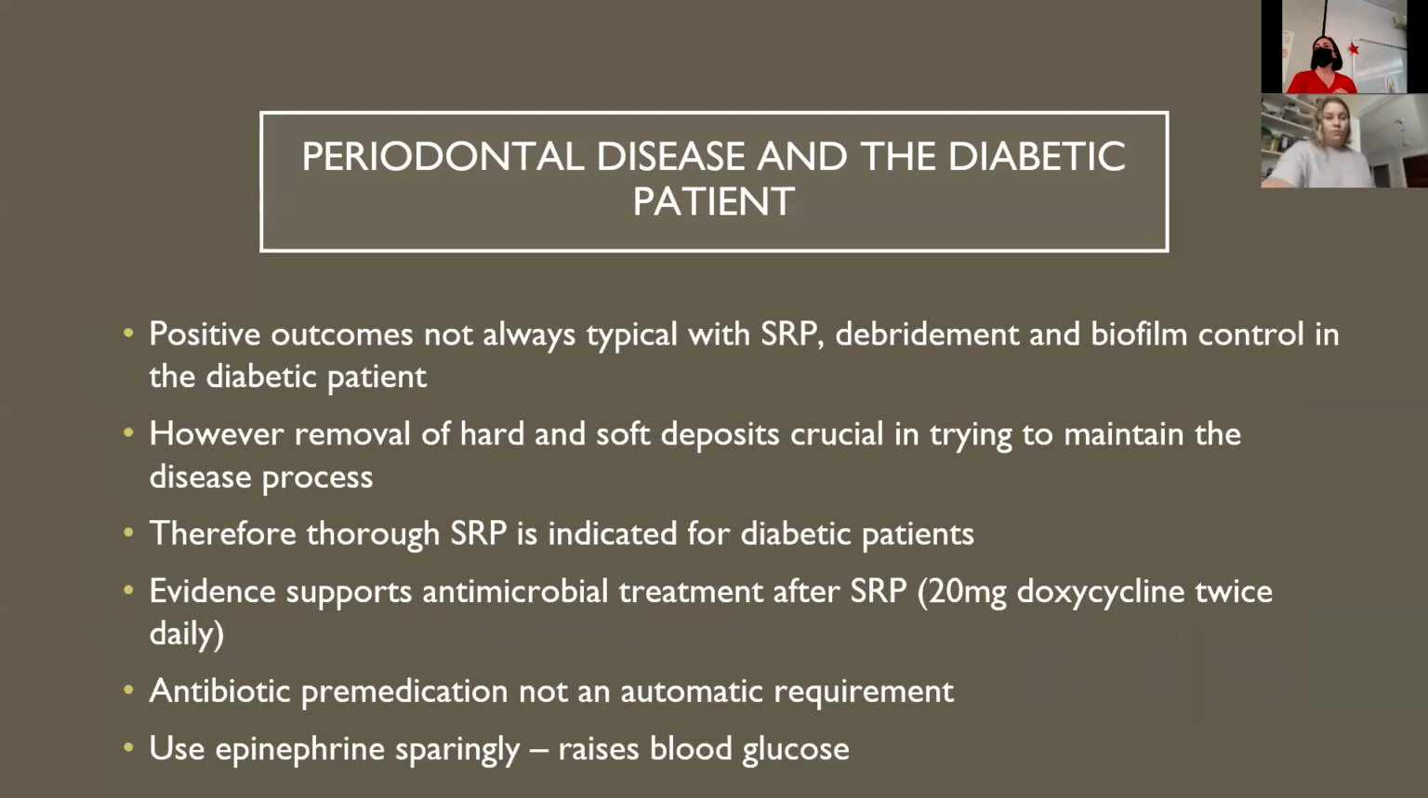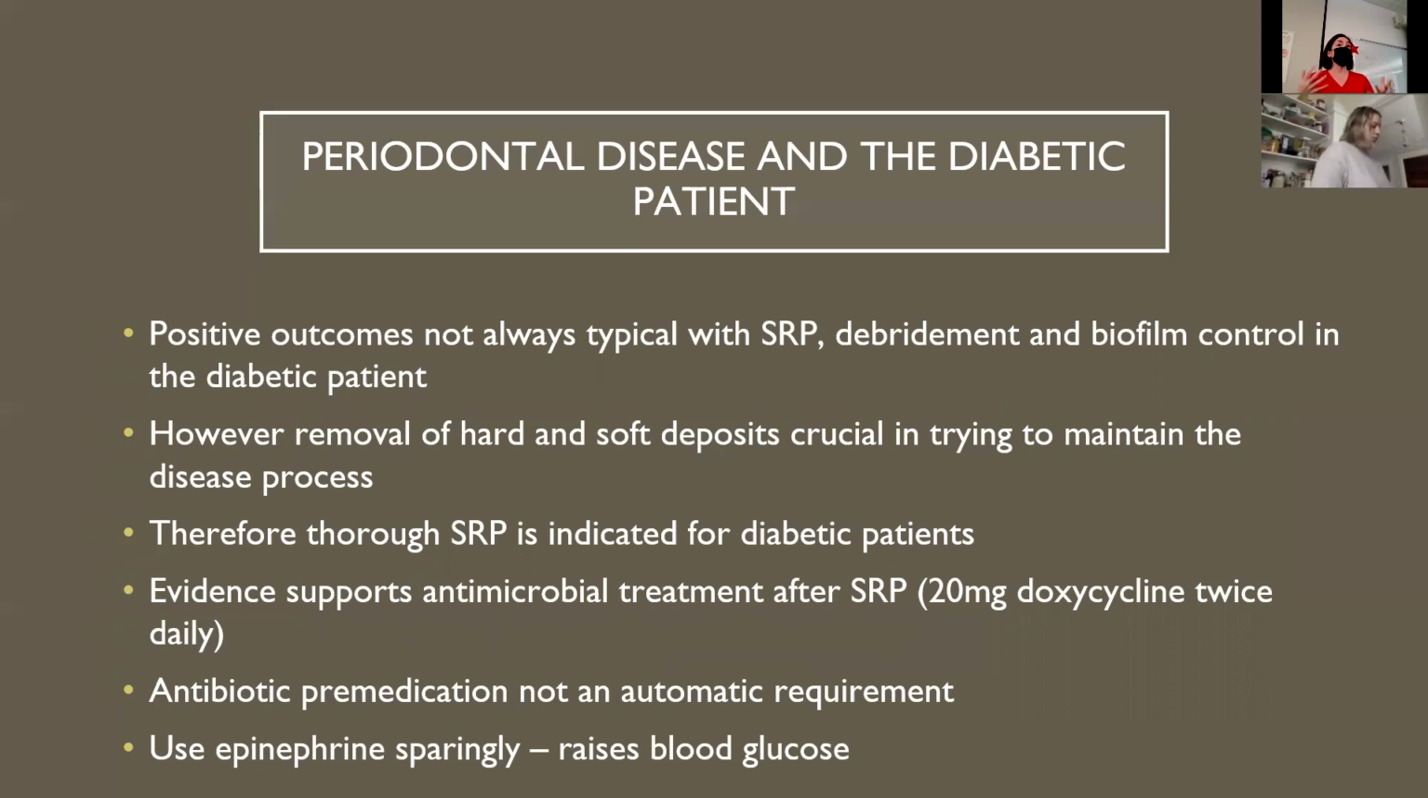So, more about periodontal disease in diabetic patients. The positive outcomes are not always typical with SRP. Sometimes we say, oh, you have all this calculus and all this biofilm, and yes, you're diabetic, but if we just get all this under control, it's going to look beautiful. Then we remove the hard deposits, and we help them work with their oral hygiene, and we find that we didn't get the result that we think we should get. That's because we are dealing with a whole systemic disease process that is really affecting their mouth.